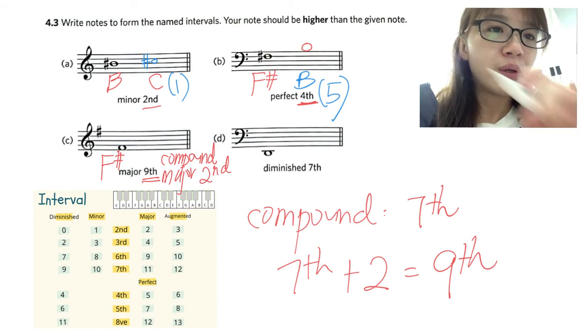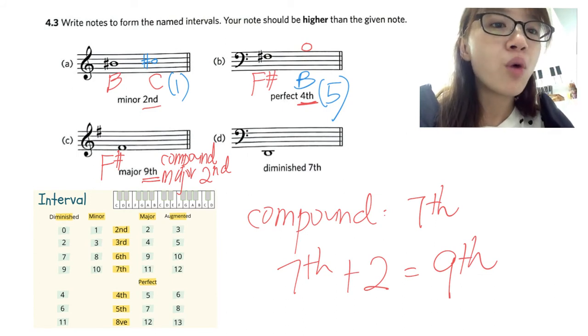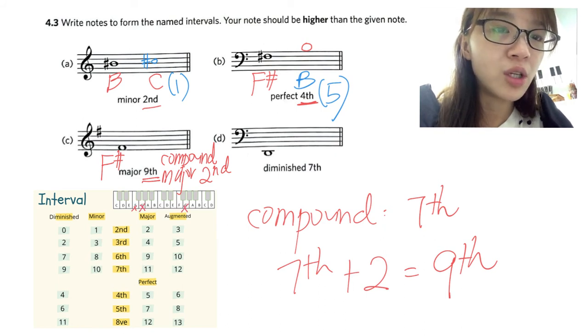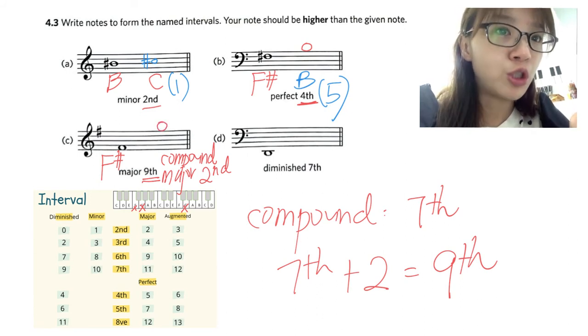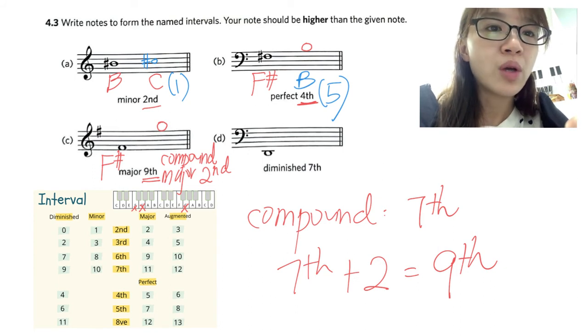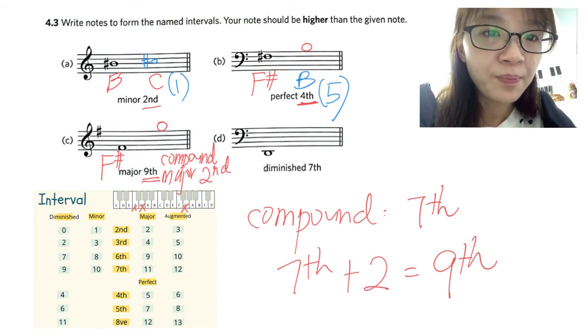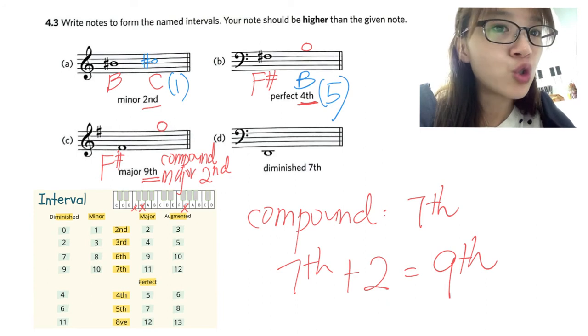So try to think: F go up a second note. F go up the second note is the G note. But you cannot draw this G. You have to draw a higher G because it's more than an octave. So you draw a higher G. So F to G is a second. Now you check major second. Major second is 2 semitones.